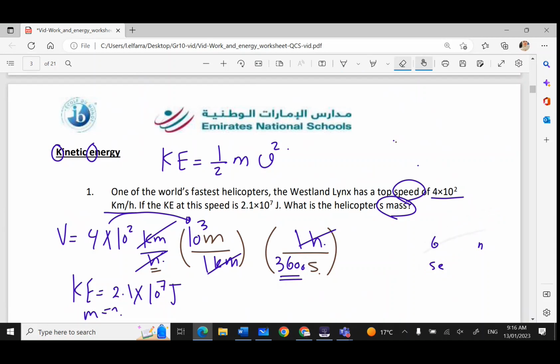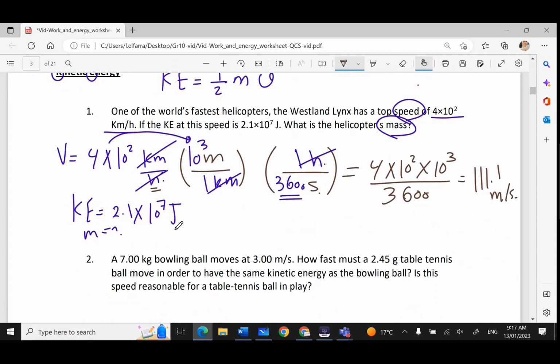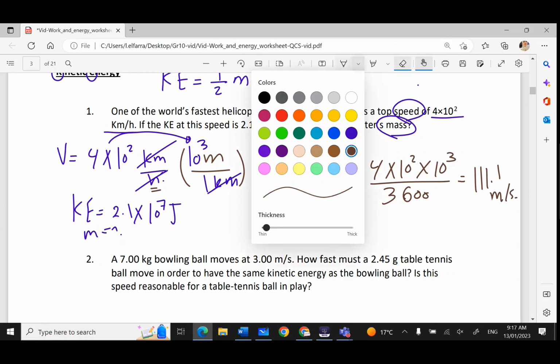So it will equal 4 times 10 to the power 2 times 10 to the power 3 divided by 3,600. And this will give us 111.1 meters per second. Now I can substitute and find the value here.